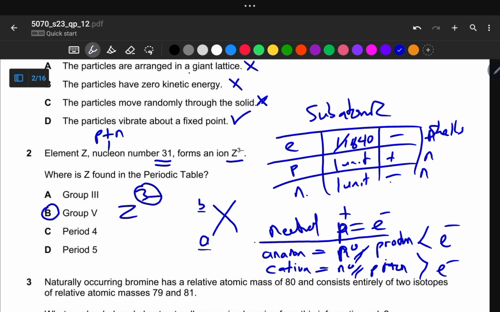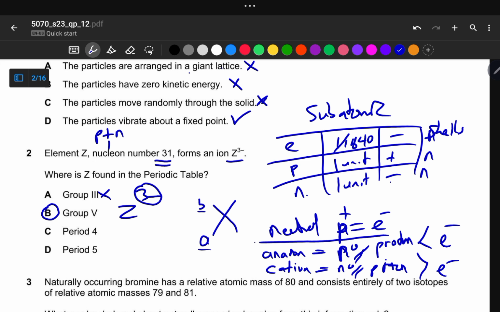So this is true. Z is in group 3, false. Period 4, we are not given information which we can use to find the period. So period is given by the number of shells, right? So we are not given information which can lead us to the period of the element Z, right? So B is the correct answer.